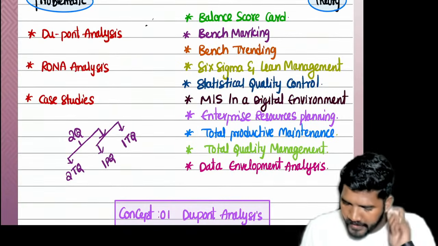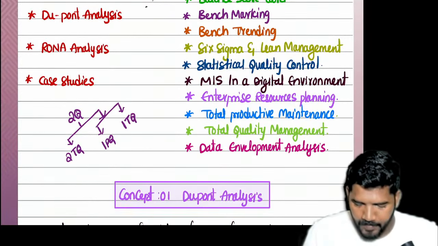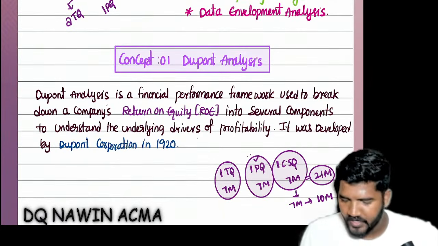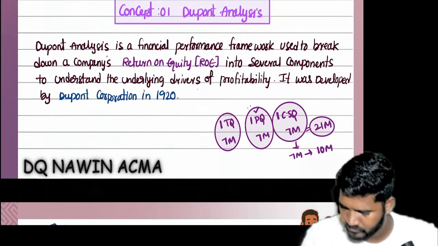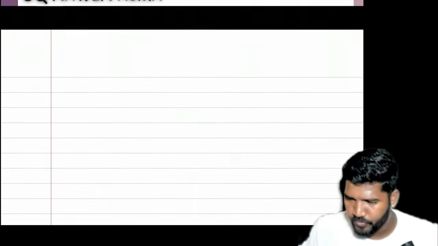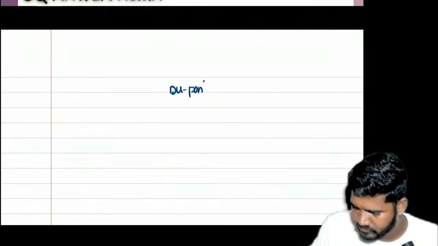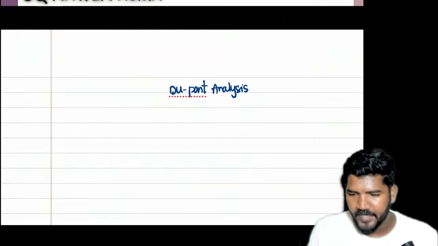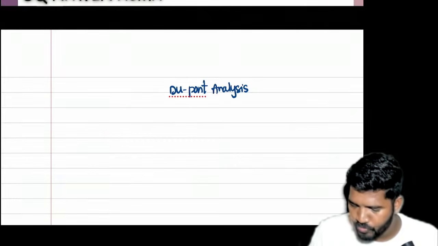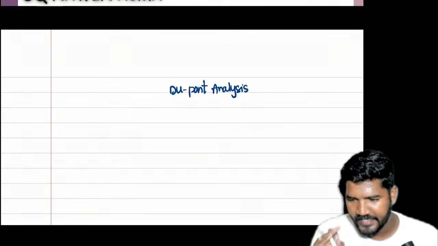Let us check. First, we start with the problematic portion, guys. The first concept is DuPont analysis. Generally, DuPont is a US based company name. That company followed one formula for calculation of return on equity.